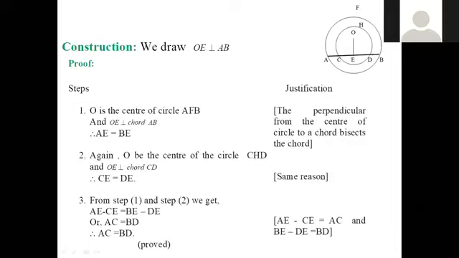Step 1. O is the center of circle AFB. And obviously O is the center of the circle CHD. If O is the center of the circle AFB and OE is perpendicular to AB, then we can say that AE is equal to EB.